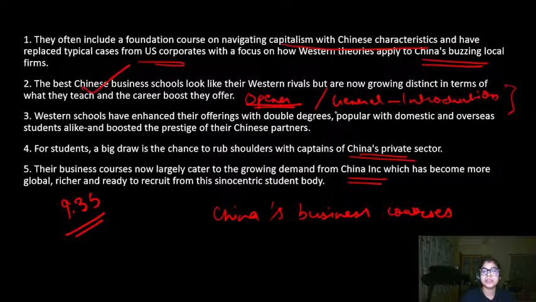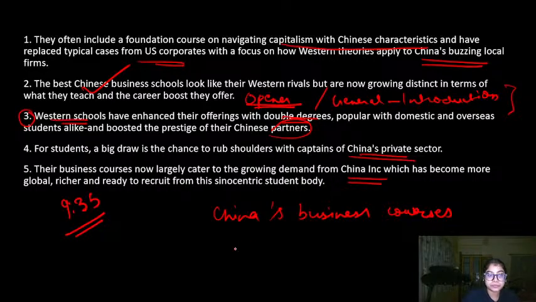Okay, this is done. Then, statement three: Western schools have enhanced their offerings with double degrees popular with domestic and overseas students alike, and boosted the prestige of their Chinese partners. Statement 3 focuses on what Western schools have done regarding their curriculum, their syllabus, and where it is popular. Whereas all the remaining statements are telling you how China's business courses are different from Western business school courses, and how they are different.